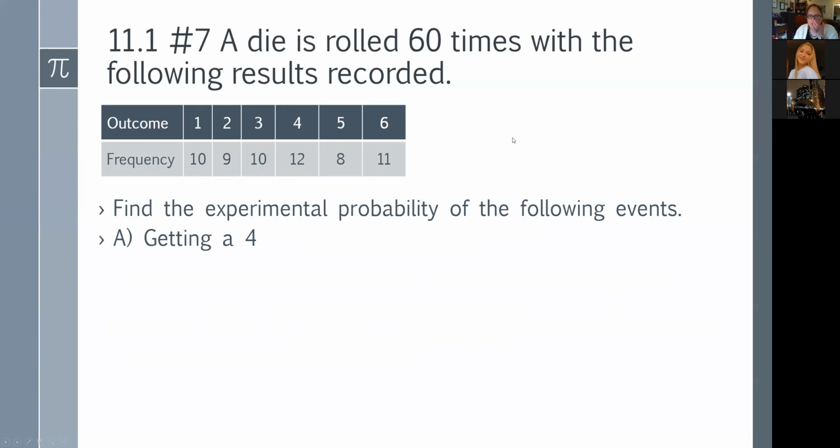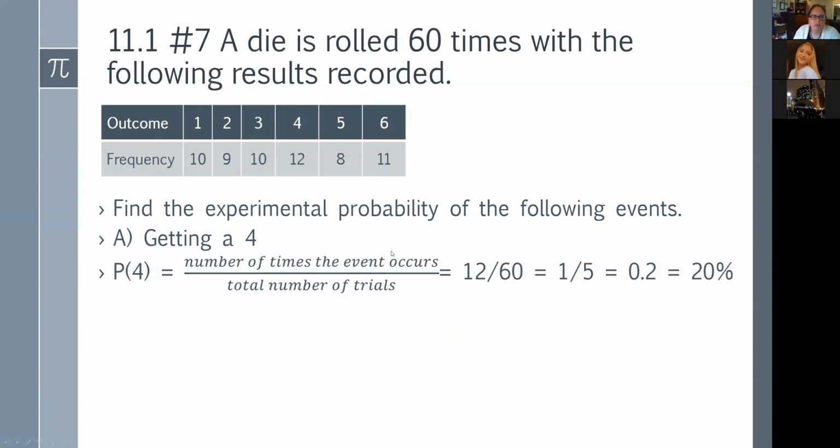So the first thing we're going to look at is the probability of getting a 4. The probability of getting a 4 is just the number of times that event occurred divided by the number of trials. We rolled a 4 12 times, and there was a total of 60 trials, so the probability is 12/60ths, which reduces to 1/5, which is the same as 0.2 or 20%.